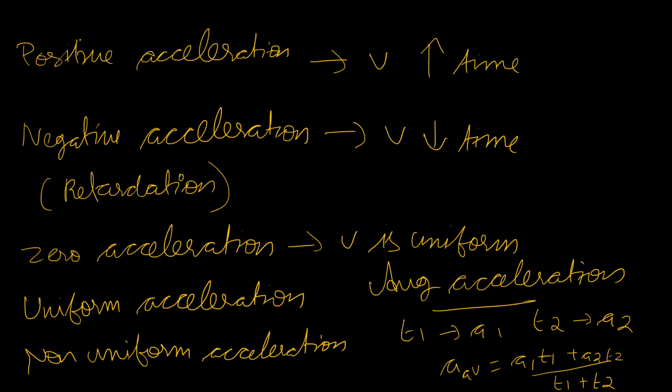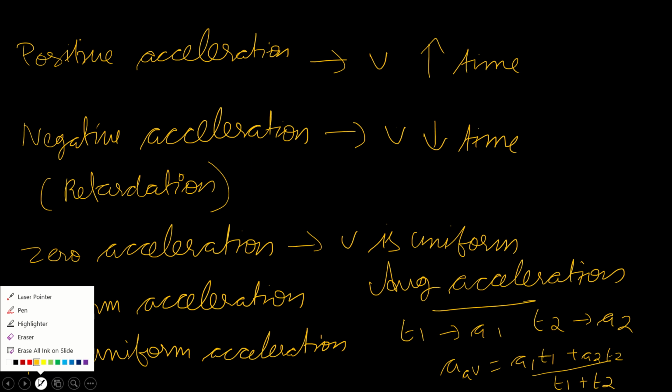Now we need to learn the last topic of this chapter: motion under gravity. If an object is free falling under gravity, during free fall the initial velocity u is equal to 0, and the equation of motion becomes v is equal to u plus gt.